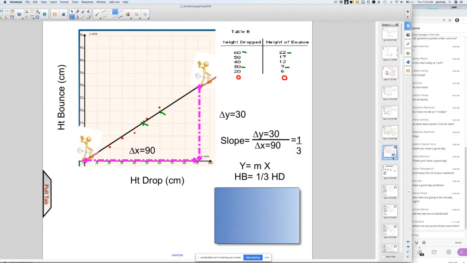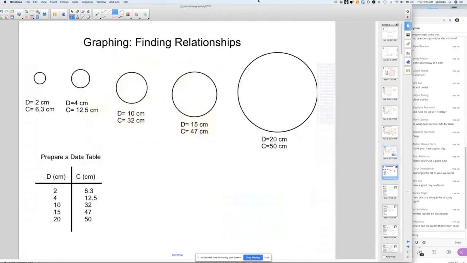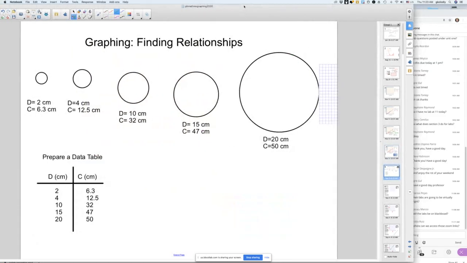All right, so let's do another example of this, a little more sophisticated example. Let's say we have a bunch of circles.